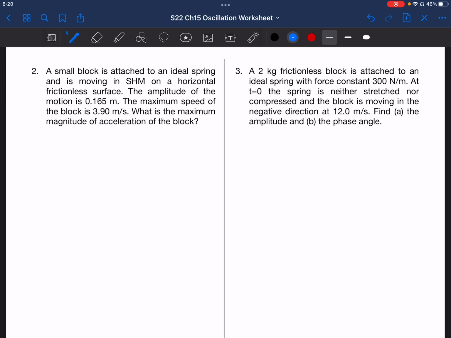A 2 kilogram frictionless block is attached to an ideal spring with force constant 300 newtons per meter. At time equals 0, the spring is neither stretched nor compressed, and the block is moving in the negative direction at 12 meters per second. Find the amplitude and the phase angle. Okay, so that's our problem.